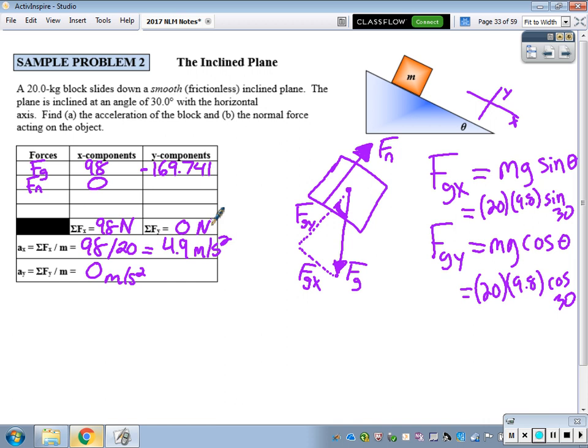Again, there's not much to add up, so it makes it easy. And when we switch the sign, what do we get? Positive 169.741 newtons. And that would be our final answer. I'm okay with you leaving that in the table without having to write that out separately.